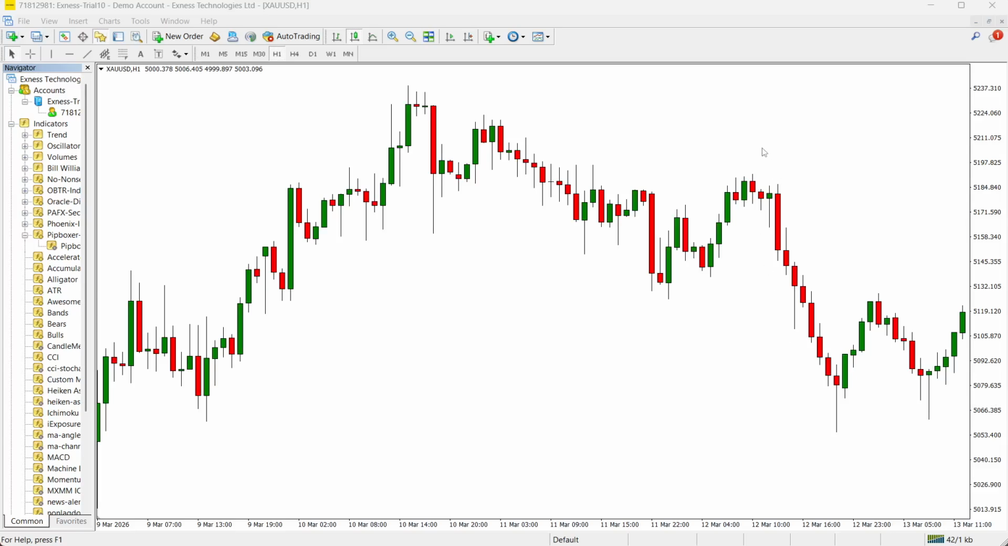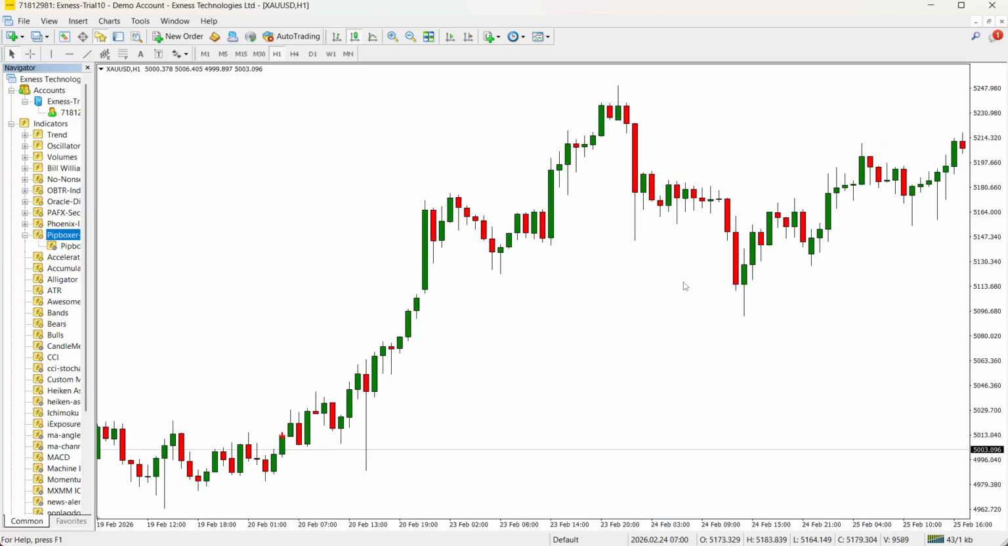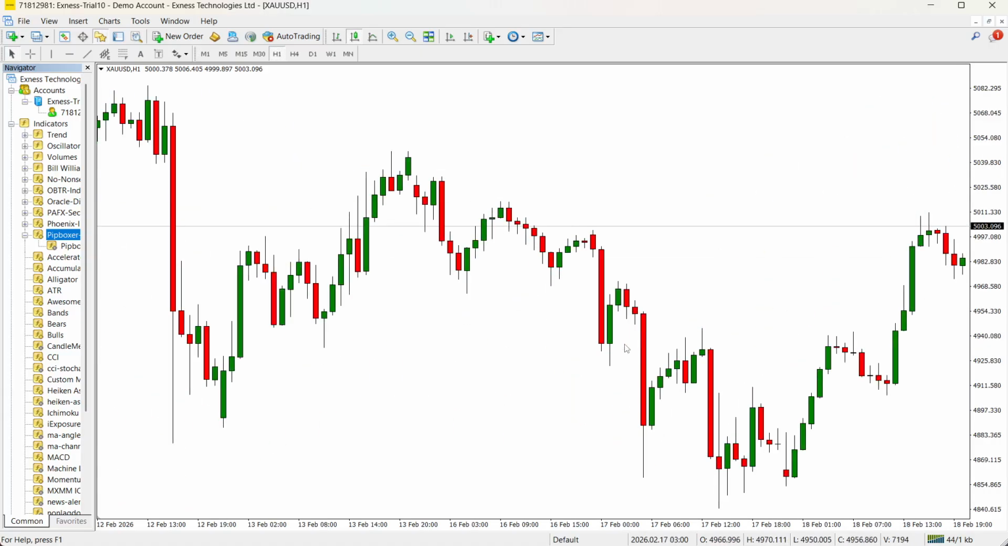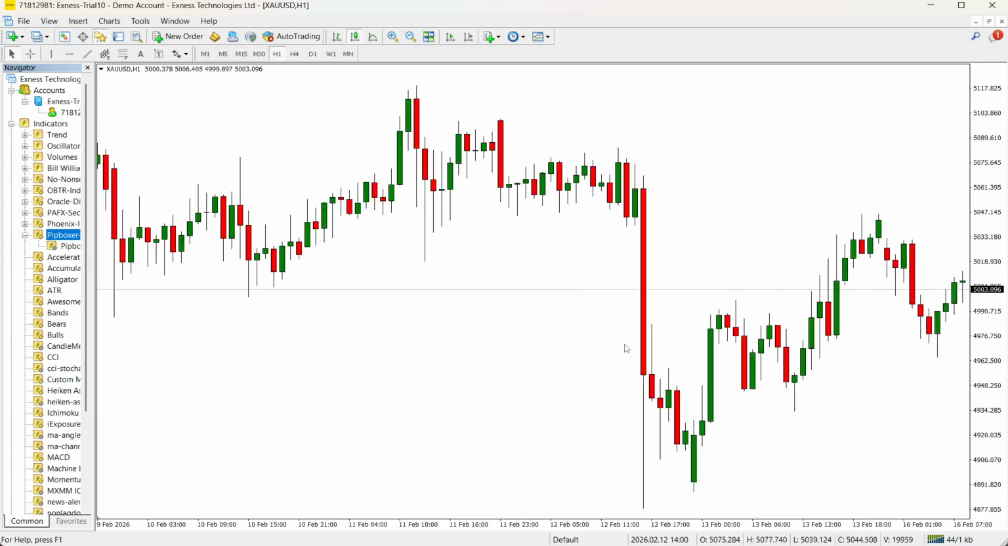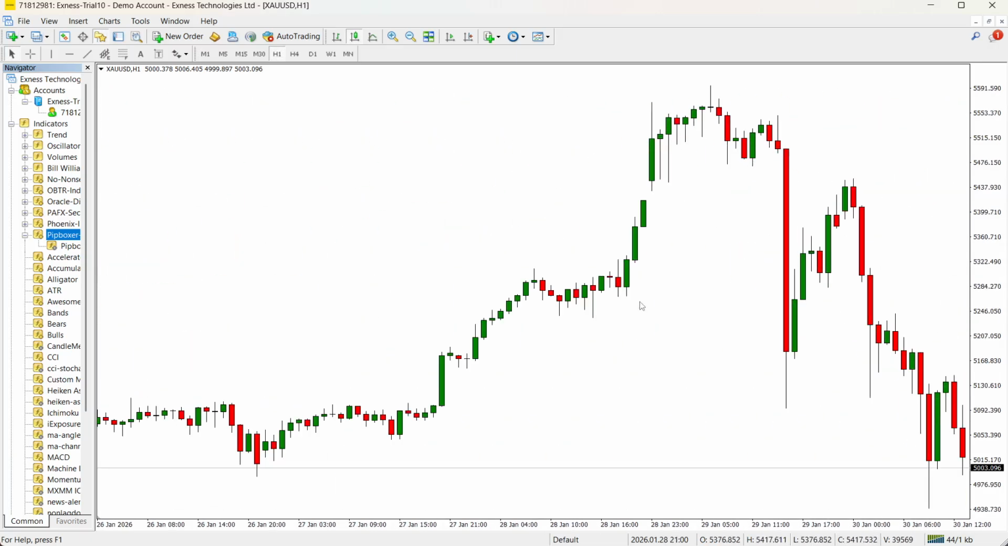Hello traders. In this video, we are going to be talking about the PipBoxer indicator for MT4. We're going to look at how this oscillator appears in its own sub-window, how it moves between the mapped out range, and what its readings imply for market conditions.